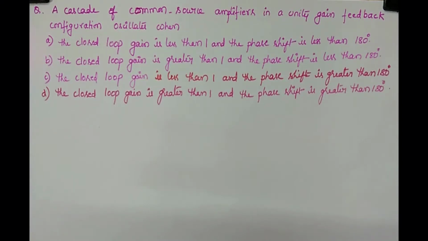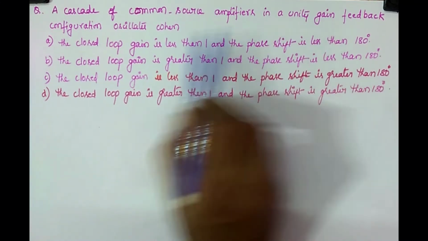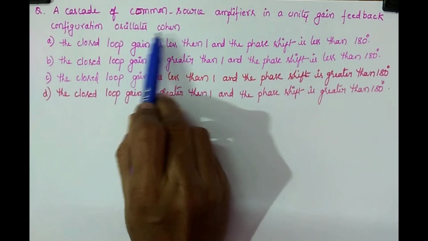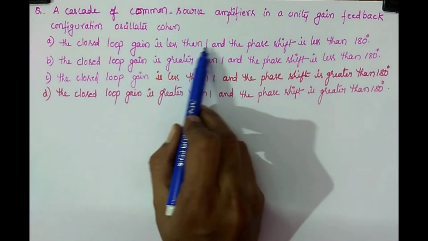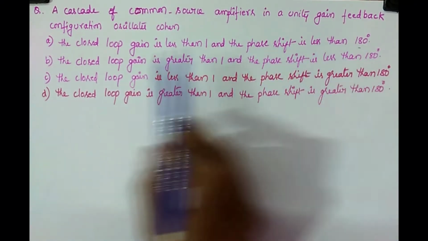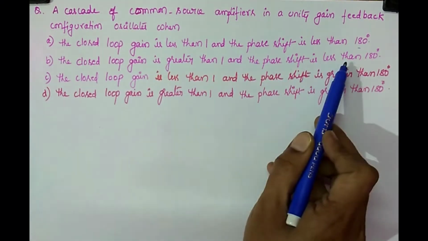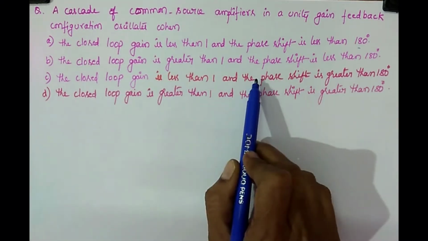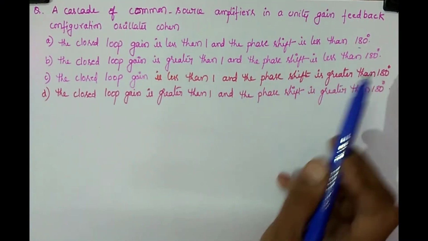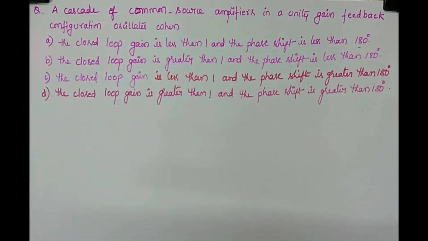Today's GATE question is: a cascade of common source amplifiers in a unity gain feedback configuration oscillates when. The options are: the closed loop gain is less than 1 and the phase shift is less than 180 degrees; the closed loop gain is greater than 1 and the phase shift is less than 180 degrees; the closed loop gain is less than 1 and the phase shift is greater than 180 degrees; the closed loop gain is greater than 1 and the phase shift is greater than 180 degrees.